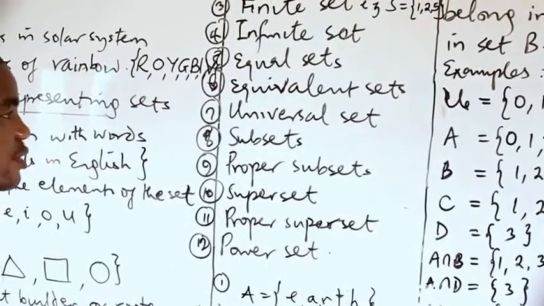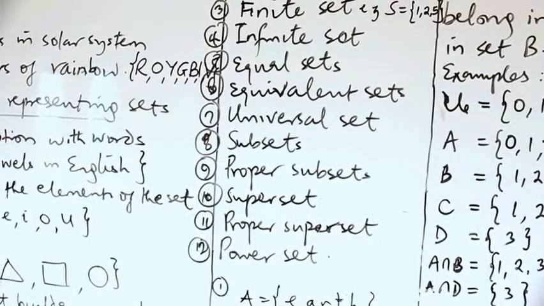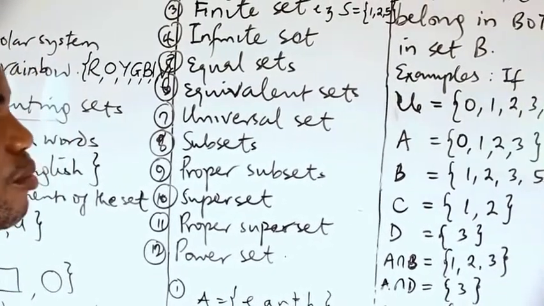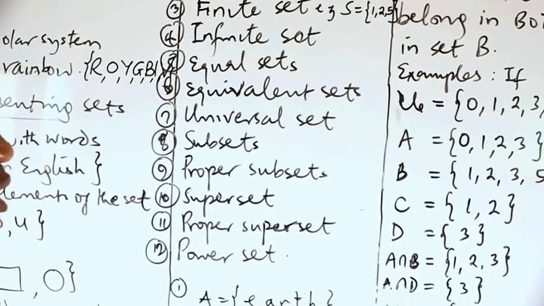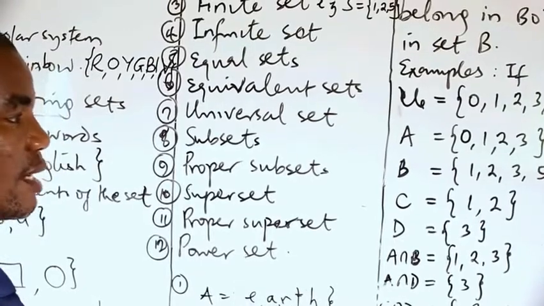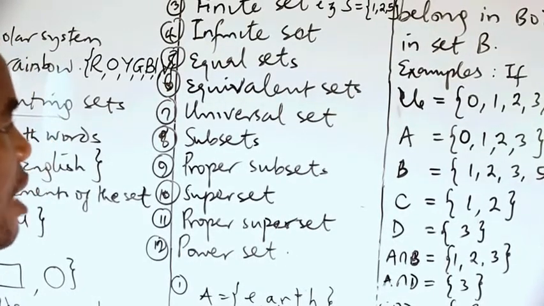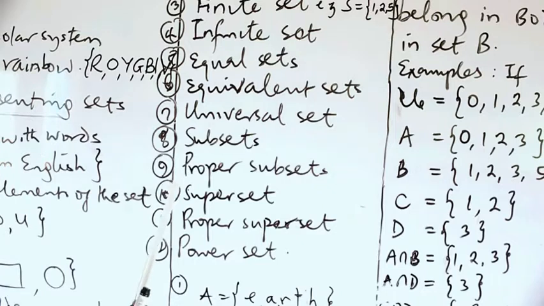Then we have subsets. Subsets are smaller sets that can be derived from another set. Though we have two types of subsets. We have proper subsets and improper subsets. And that will take us to the next one, number 9, proper subset. For example, I need to give you an example over here so that you will be able to understand proper subset very well.